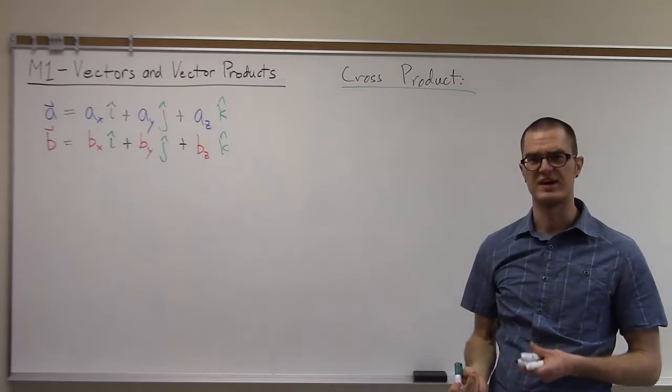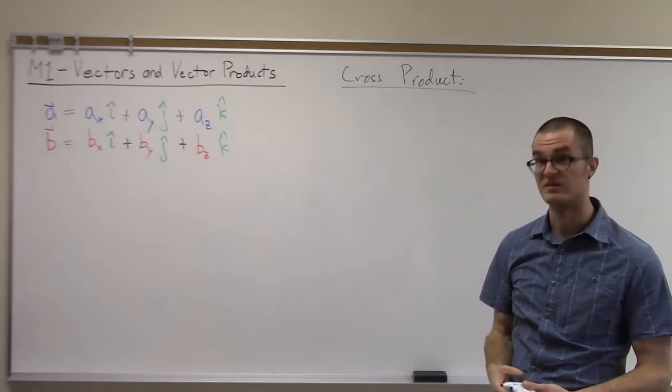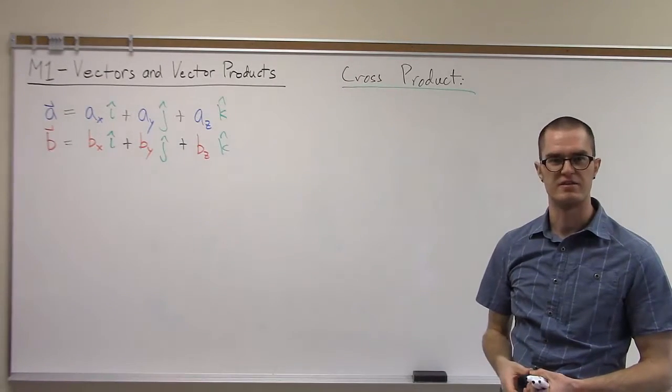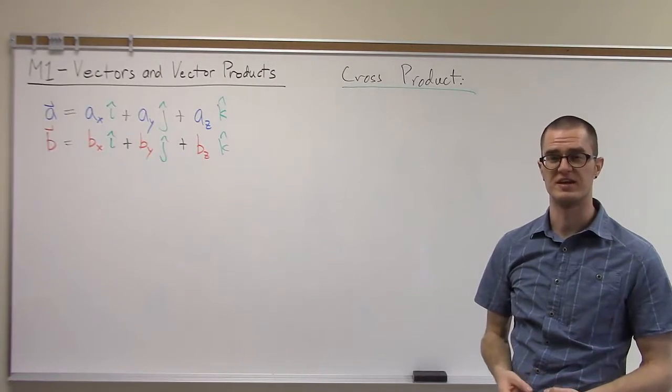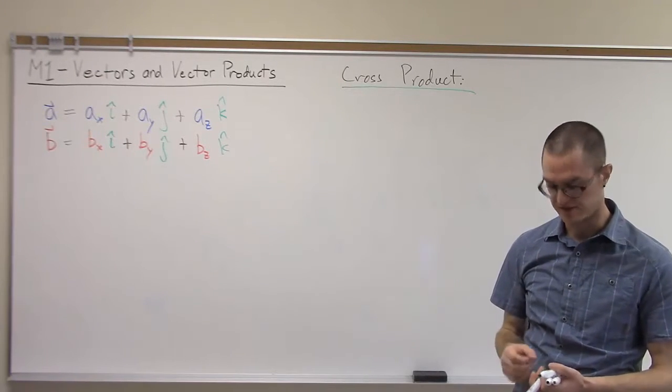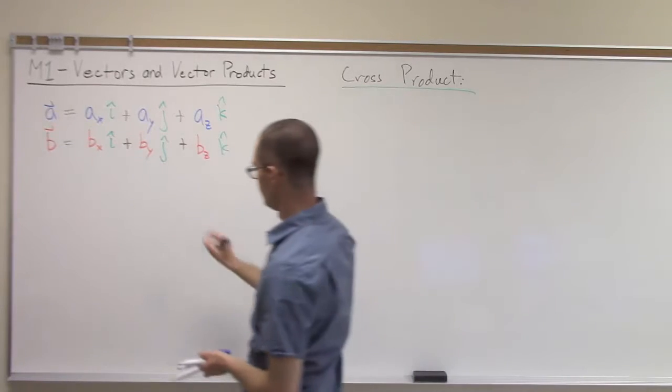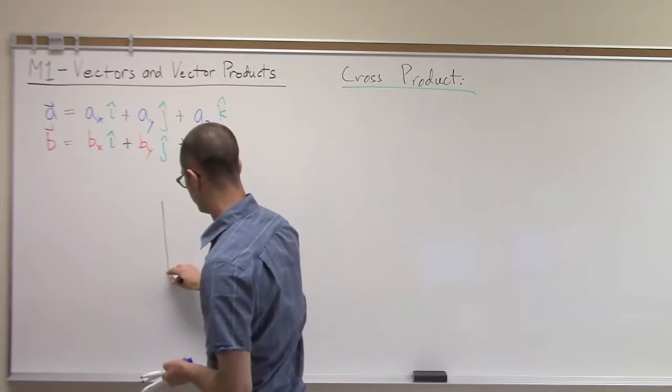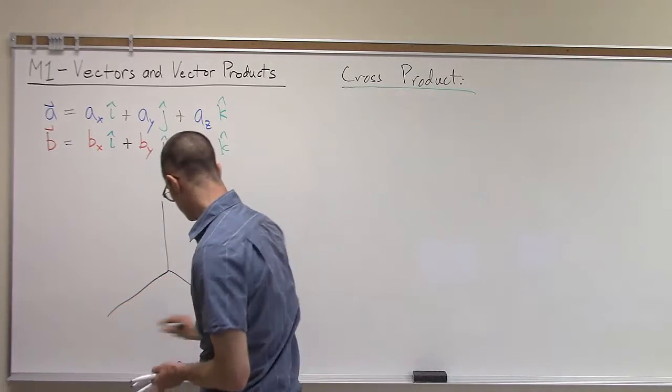The cross product starts with two vectors and outputs another vector, and that third vector is perpendicular to both of them, and its magnitude depends on the magnitude of the two vectors. So to understand what that means, again, we'll start with a geometric view.